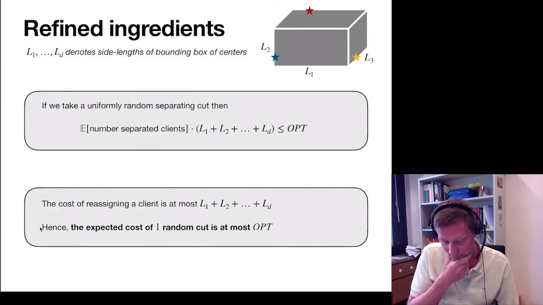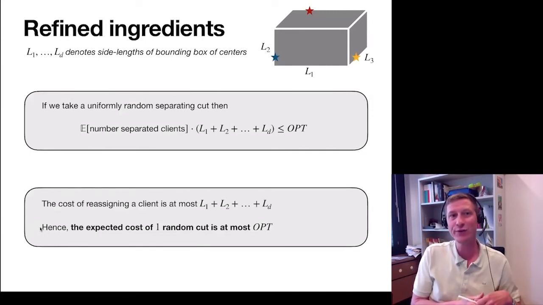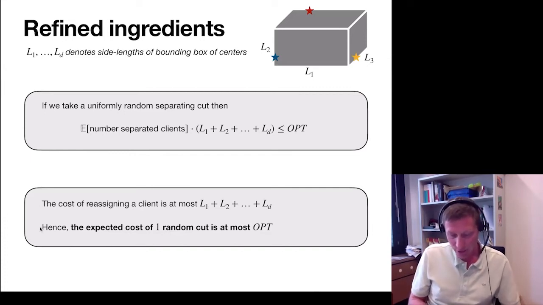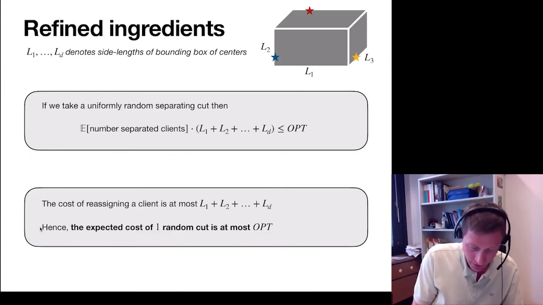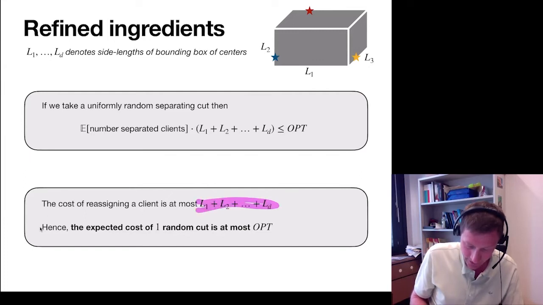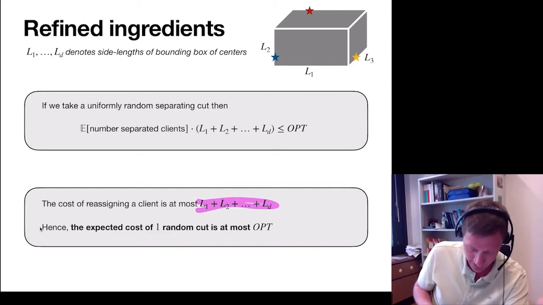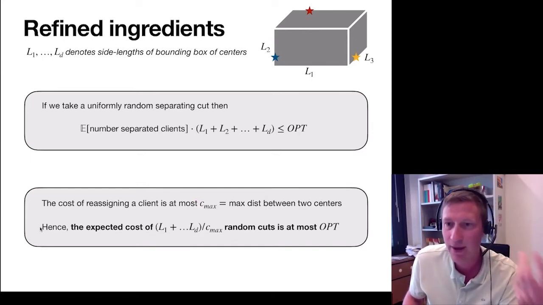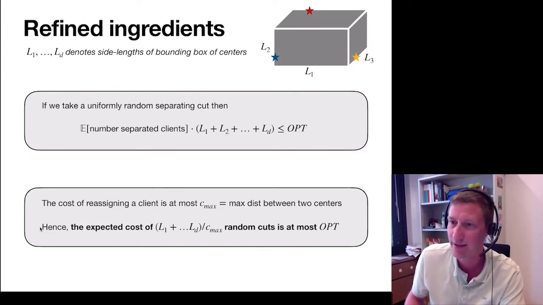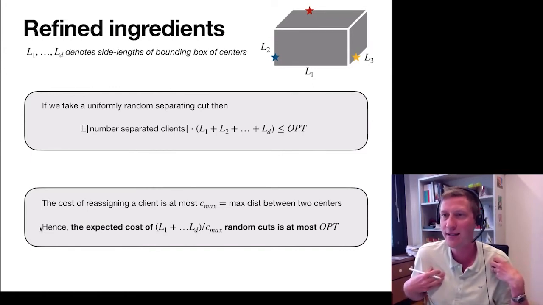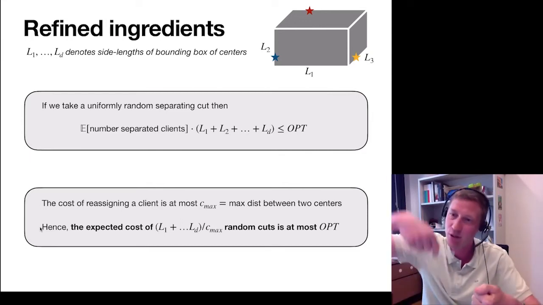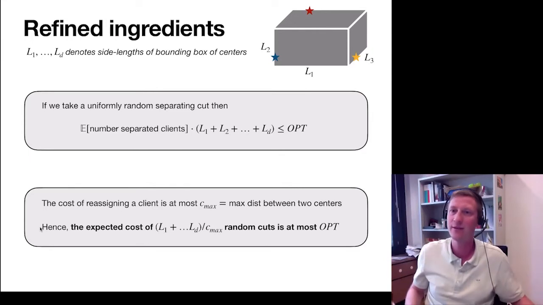So now, in order to get improved guarantees, since I don't think this analysis is tight, let me just explain what the ingredient is. To start with, we can just observe that we had this very loose bound on the cost of reassigning a client. It's at most L1 plus L2 plus up to LD. But in fact, we could say that the cost of reassigning a client is at most the maximum distance between two centers in the instance. Because if I'm separated from my center, in the worst case, I have to go to the center that is furthest away from this center.